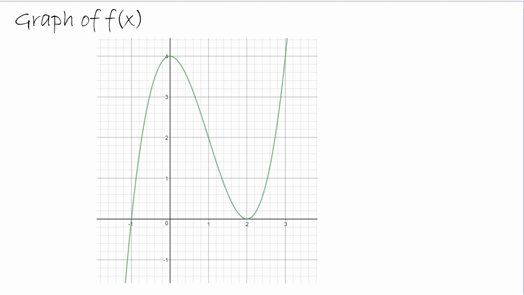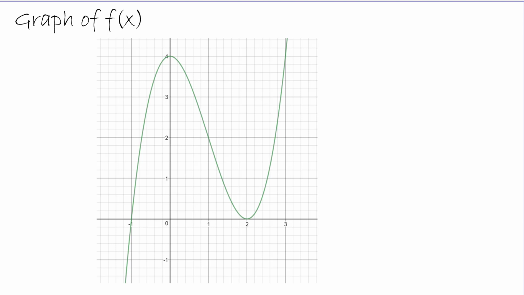Okay, so this video is going to be about reading derivative graphs and also just reading function graphs in general. It's going to bring up the relationship between a graph of a function and a graph of its derivative. So the first thing I'm going to do is look at a graph of f of x. In this graph, there's a lot of special features.